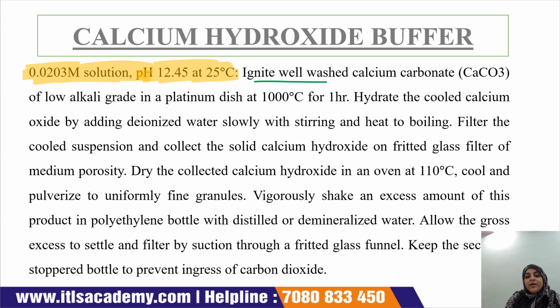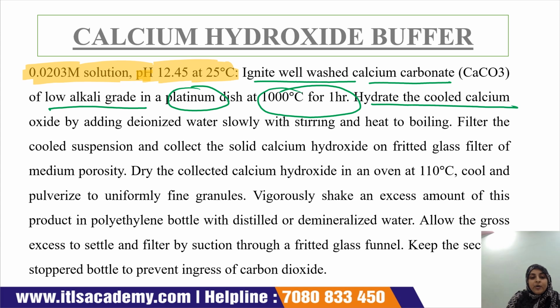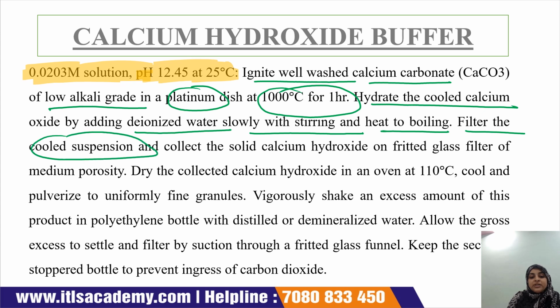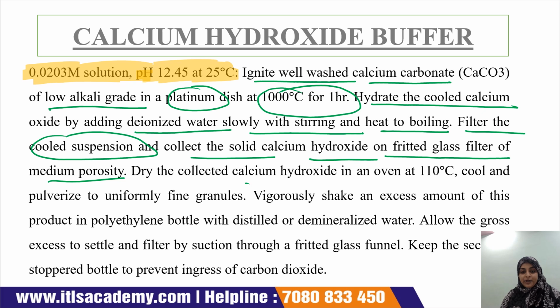Ignite well-washed calcium carbonate of low alkali grade in a platinum dish at 1000 degrees Celsius for 1 hour. Now hydrate the cooled calcium oxide using deionized water slowly with stirring, and heat to boiling. Now filter the cooled suspension and collect the solid calcium hydroxide on a glass filter of medium porosity. After that, we dry the collected calcium hydroxide inside the oven at 110 degrees Celsius and cool it.